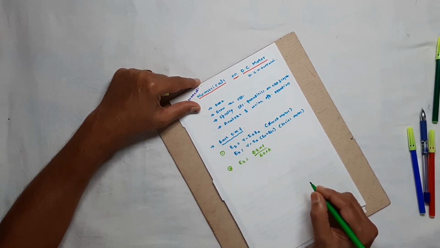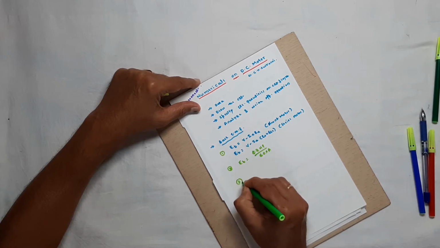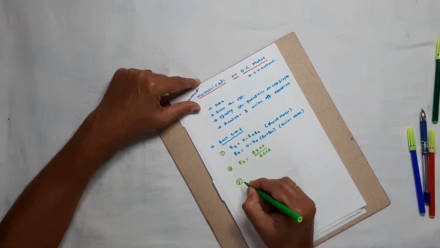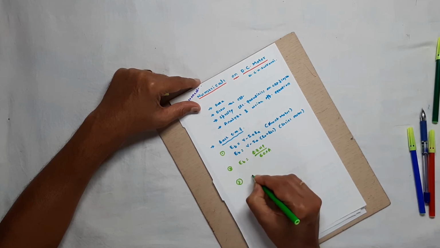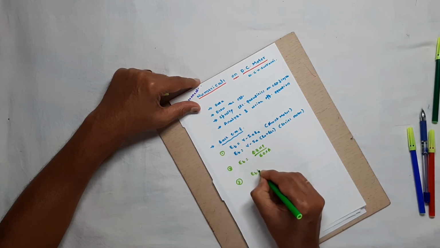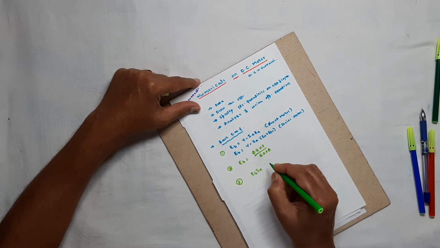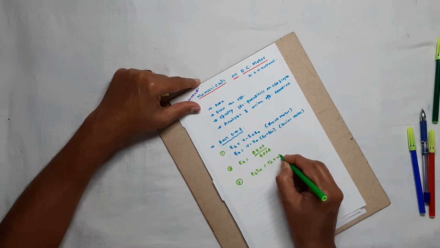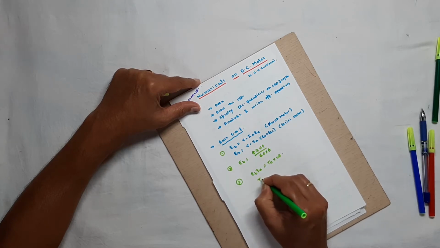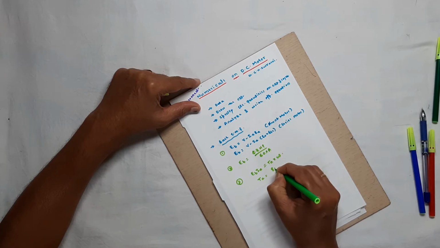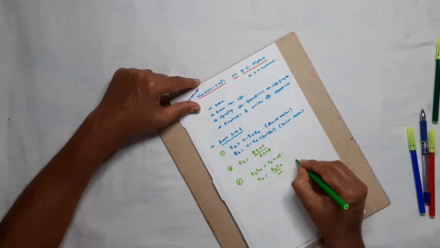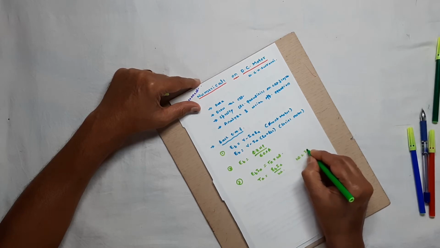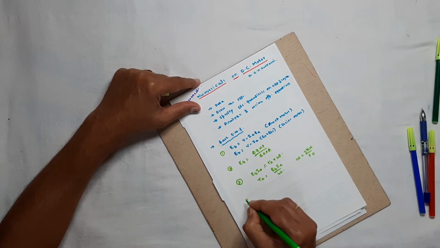The third equation you derived is that the electrical power which is converted into mechanical energy is given by Eb into Ia. That is nothing but the torque produced into the angular velocity, or in other words, Ta is equal to Eb into Ia divided by omega, where omega is 2 pi N by 60. This is the third formula you are using.